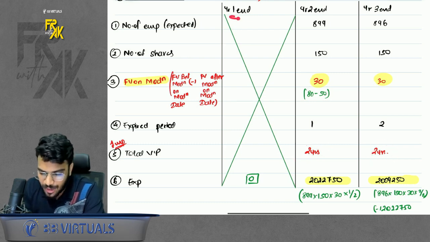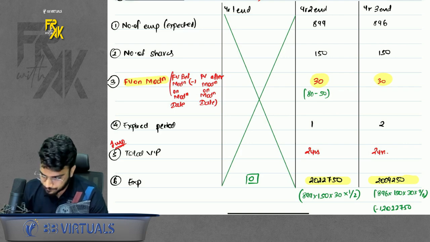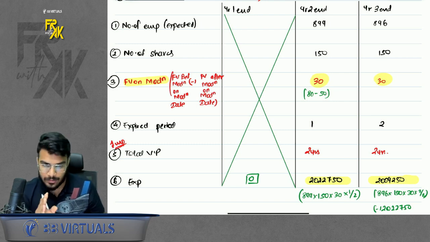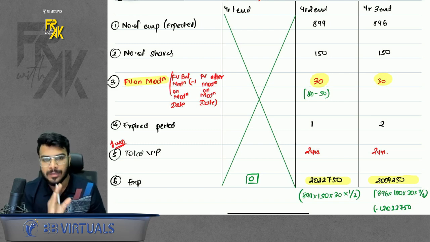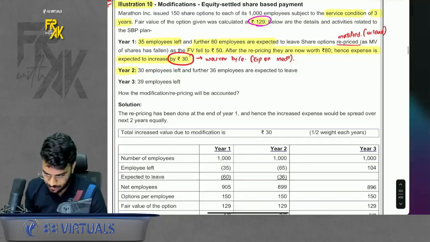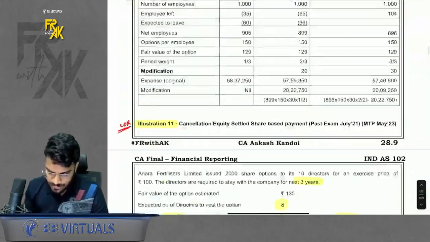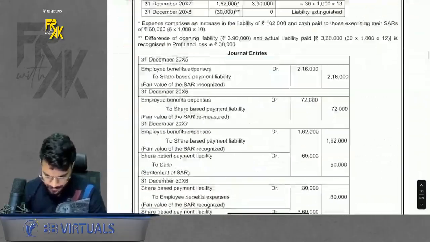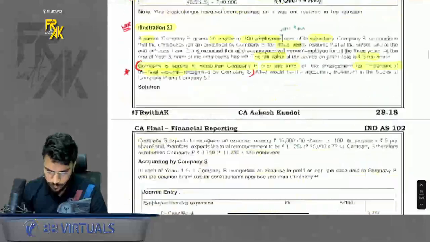Why? Because you modified on year 1 end. So that year 1 end becomes the modification date, the grant date for modification. On that date you will book nothing. You will book across the periods. That is the concept of modification. Done. We also have one more question based on modification, I guess in the illustration numbers in the 20s.